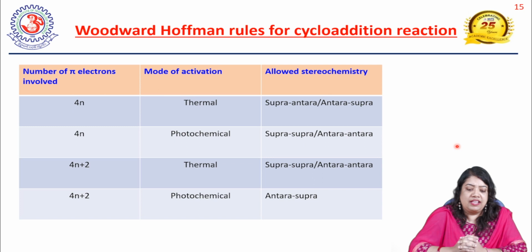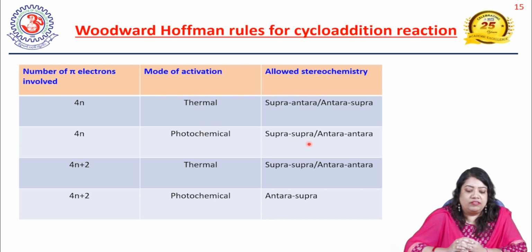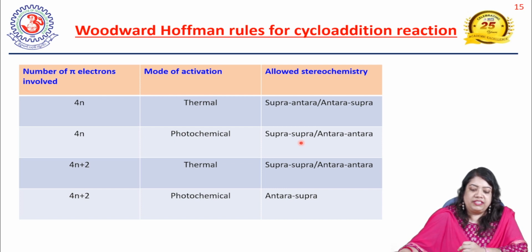So based on these molecular orbital interactions, Woodward and Hoffmann generalized the following rules for cycloaddition reactions. If the number of pi electrons involved in the reaction is 4n, that is 2 plus 2 pi cycloaddition, and the mode of activation is thermal, then the allowed stereochemistry is supra-antara. And if the mode of activation is photochemical, then the allowed stereochemistry is supra-supra. But we all know that supra-antara interaction is geometrically difficult and supra-supra interactions are geometrically favorable. So most 4n cycloaddition reactions go through photochemical activation only.